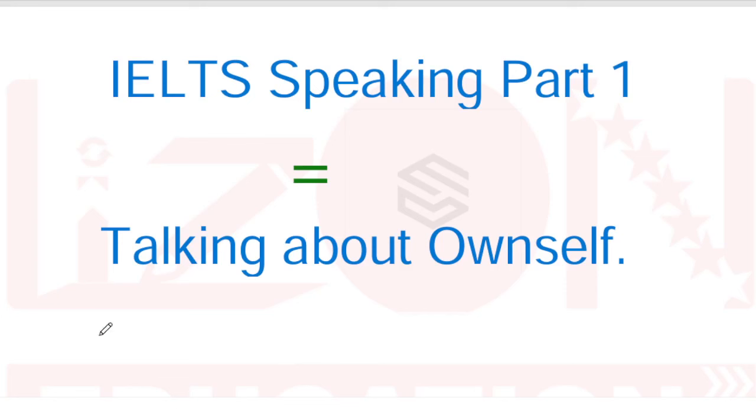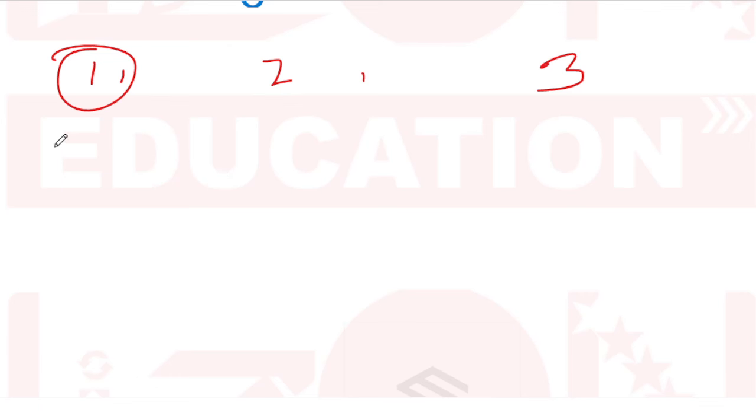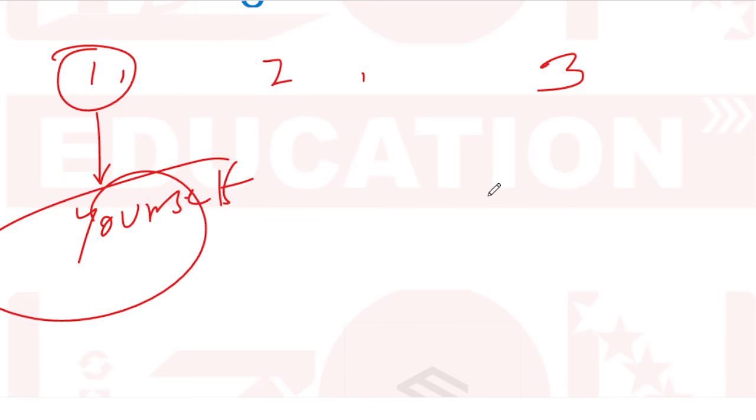IELTS Speaking has three parts: part 1, 2, and 3. Part 1 is very important in many ways. First of all, in part 1, they are asking about yourself. If you want to be good at English speaking, that should be your first priority.